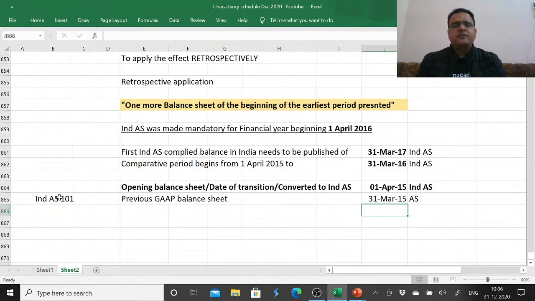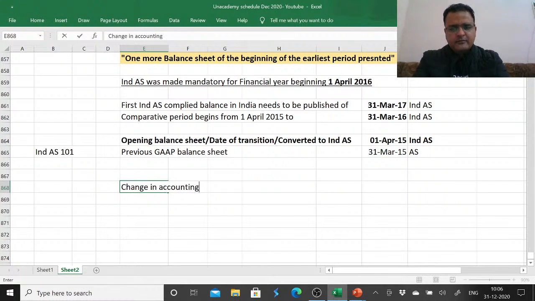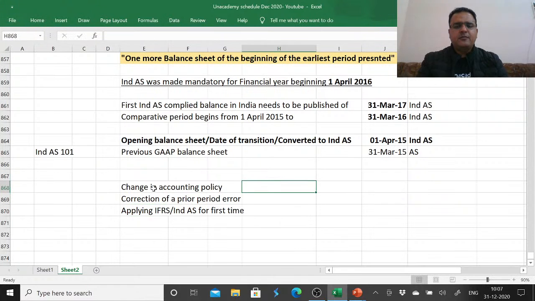So that's how we present 3 balance sheets whenever we apply the effect retrospectively. Even if you change any accounting policy in future, you need to present 3 balance sheets. Even if you correct a prior period error, you need to present 3 balance sheets. So in 3 instances, 3 balance sheets are presented: change in accounting policy, correction of a prior period error, and applying IFRS or Ind AS for first time. In these 3 circumstances, 3 balance sheets are presented because we apply the effect retrospectively.